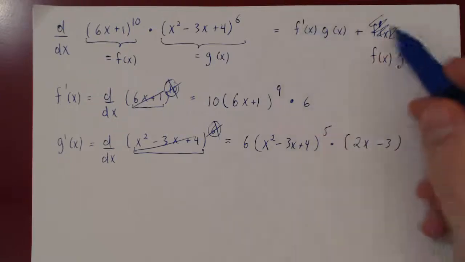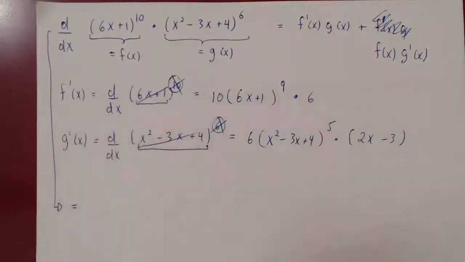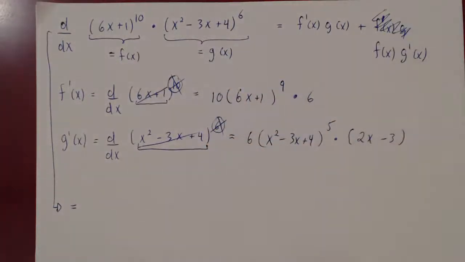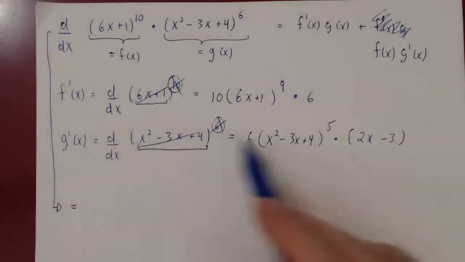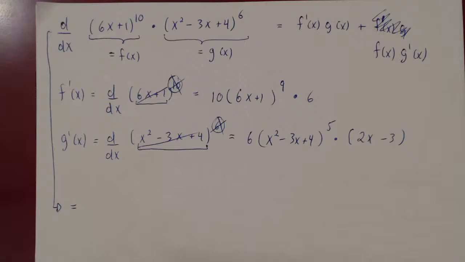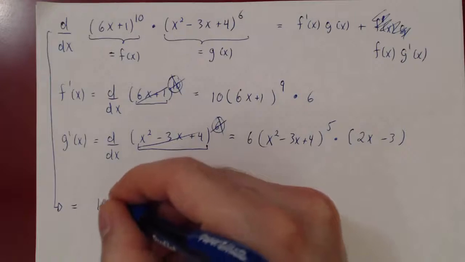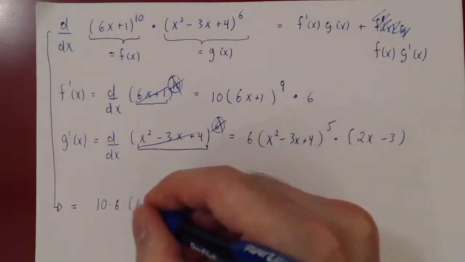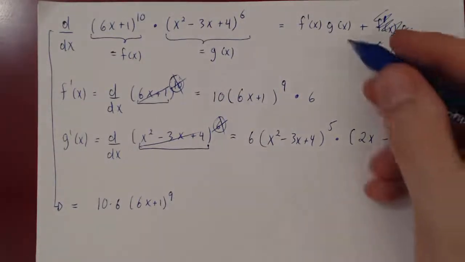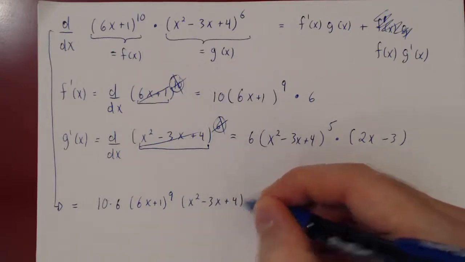And now we can replace in the expression. So the derivative of this function times this function, and now the rest is algebra, right? We found the derivative of both f and g using the chain rule. That's a matter of plugging it in and simplifying as much as we can. So f prime of x, we'll write 10 times 6 times 6x plus 1 to the 9th power. That's f prime of x times g of x, x squared minus 3x plus 4 to the 6th power.